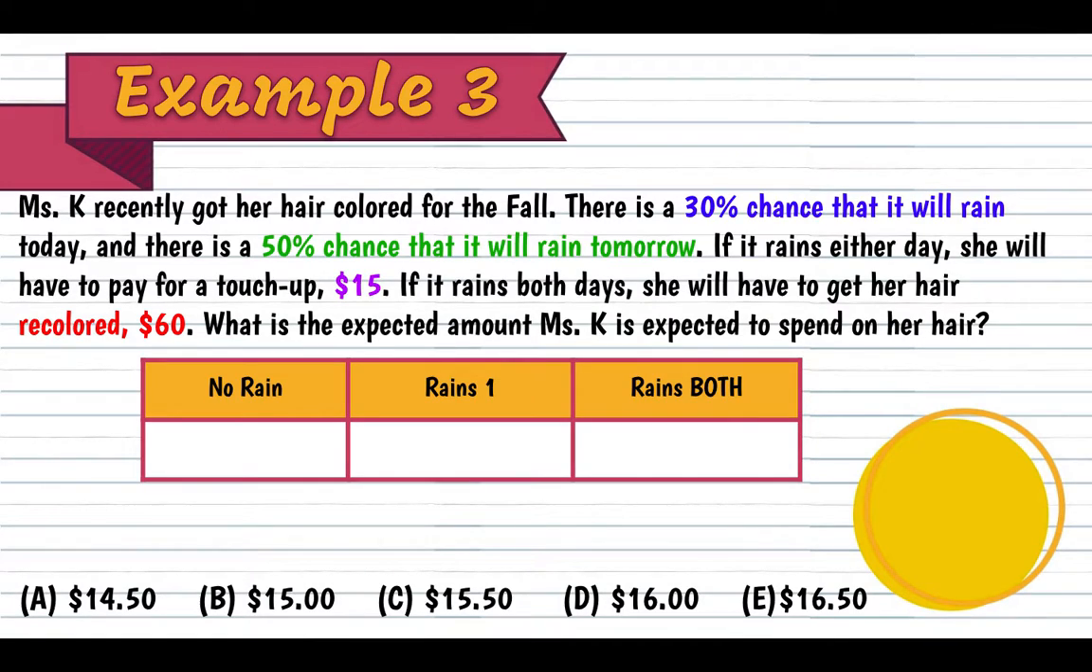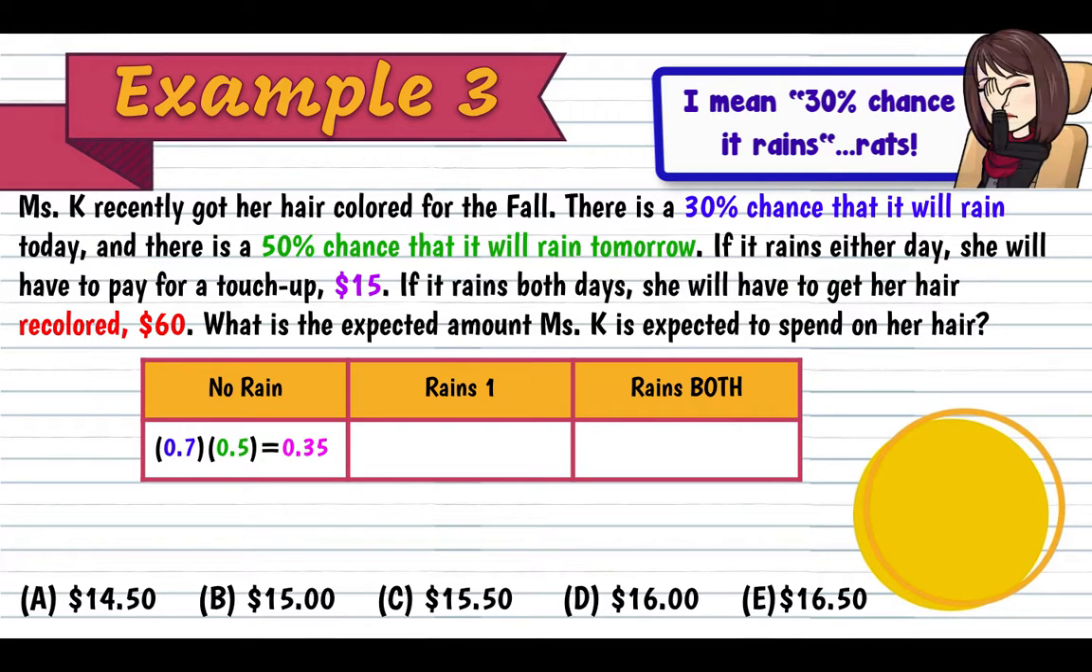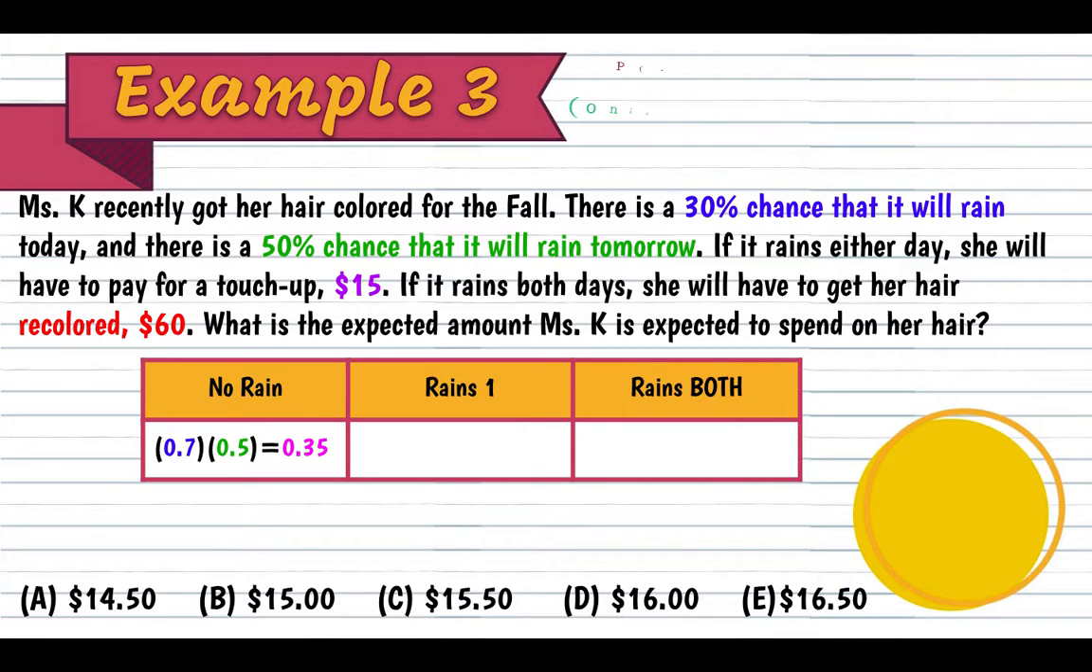All right, again, please pause the video, try to do this one on your own. All right, so here's the nice thing. You have 3 possible outcomes. No rain, it rains on one of the days, it rains on both the days. So the good news is if it doesn't rain at all, so no rain and no rain, well, there's a 70% chance that it will rain, which means there's a 70% chance it doesn't, and a 50% chance it doesn't rain on the other day.